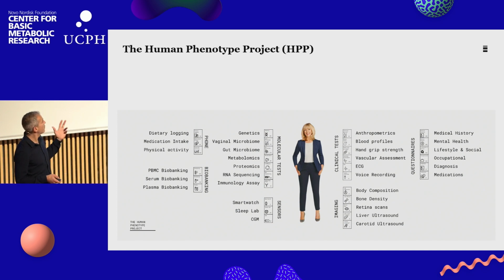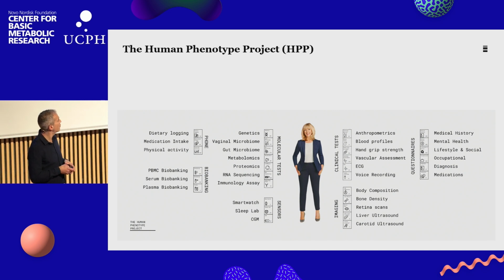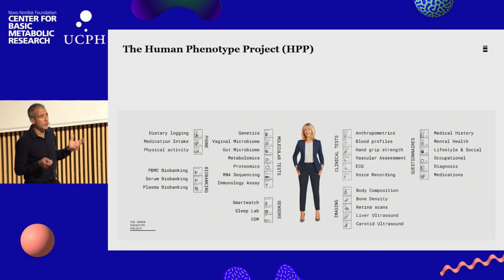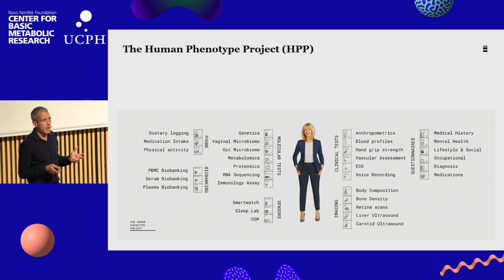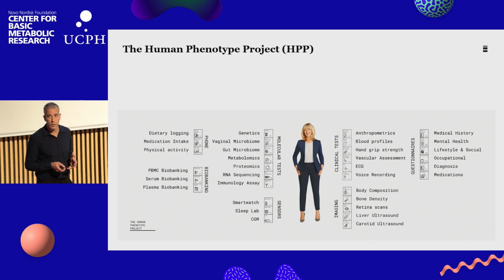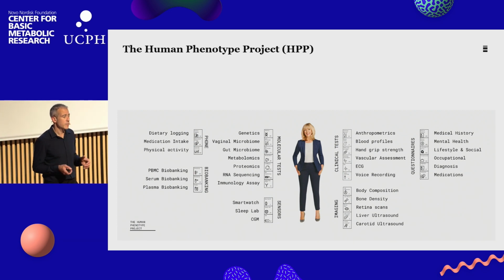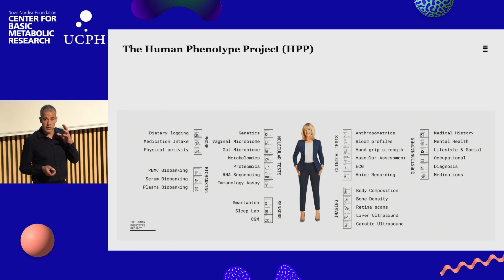They undergo various anthropometric measurements, so various body measures, hip and waist circumference, hand grip strength, cardiovascular assessments like ECG, voice recordings, which correlate to disease, then various imaging modalities. We use DEXA to look at full body composition and bone density, high-resolution scans of the retina, from which we can see blood vessels. It's considered to be a window to the heart. We use ultrasound to look at fat in the liver and the carotids, also for cardiovascular health.